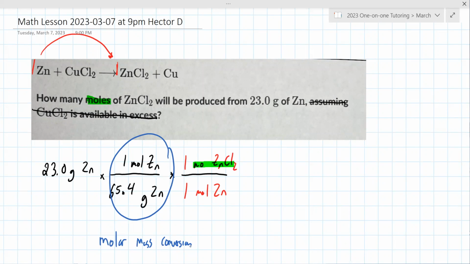Copper chloride is available in excess? You don't need to know that yet. Okay, so then for number 4, we can just cross that out too. It's an important disclaimer, but it's kind of an unnecessary piece of information for you at this point.